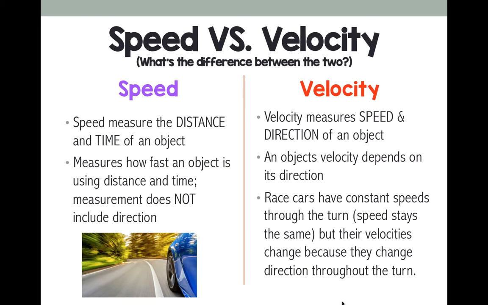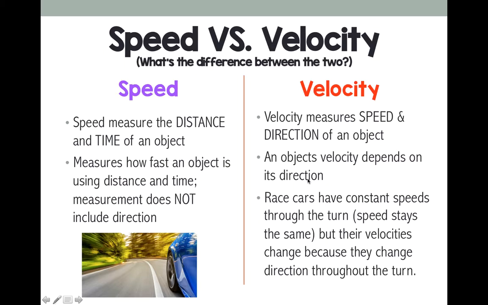However, velocity does. Velocity takes speed, so if we know speed is distance and time, velocity measures speed, or distance and time, and direction. So it takes speed and says, I'm going to be a little bit more specific. And it tells us the direction an object is going. And an object's velocity depends on its direction.